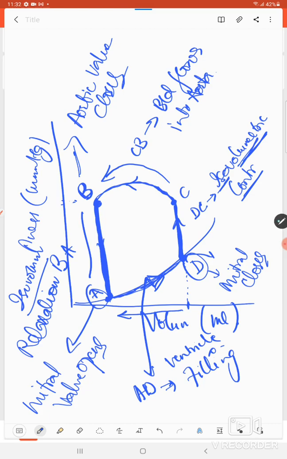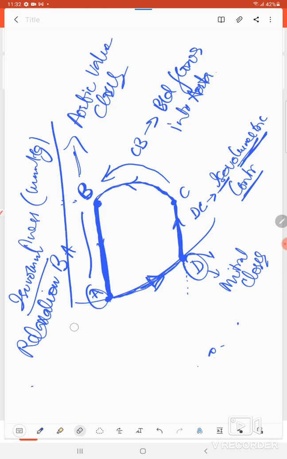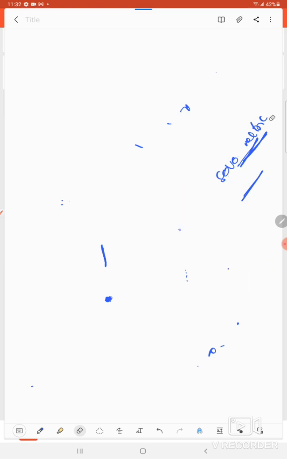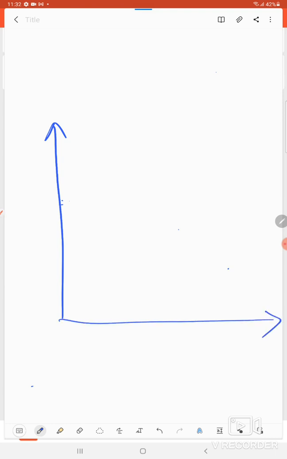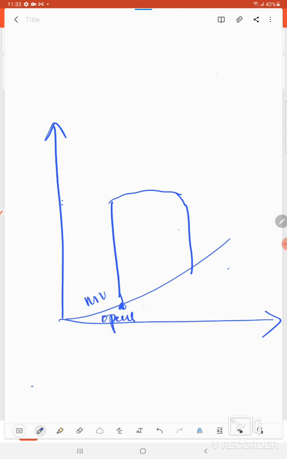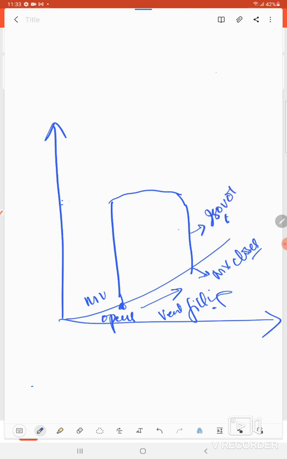I hope you now understand, and let's revise this again. We'll just talk about only the points. If we draw it again, you can see on the left we have the pressure, on the x-axis we have the volume, and this is the curve of the pressure volume. At this particular point the mitral valve opens and the ventricle starts filling. That is the ventricular filling. When it completely fills, the mitral valve will close, and as it closes, the ventricle will start contracting. This is the phase of isovolumetric contraction.